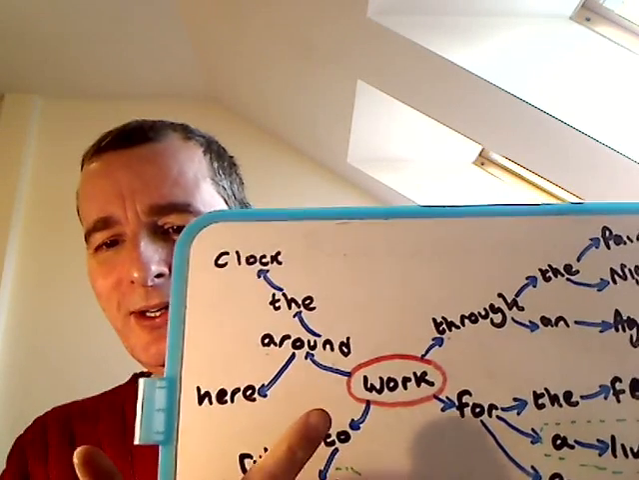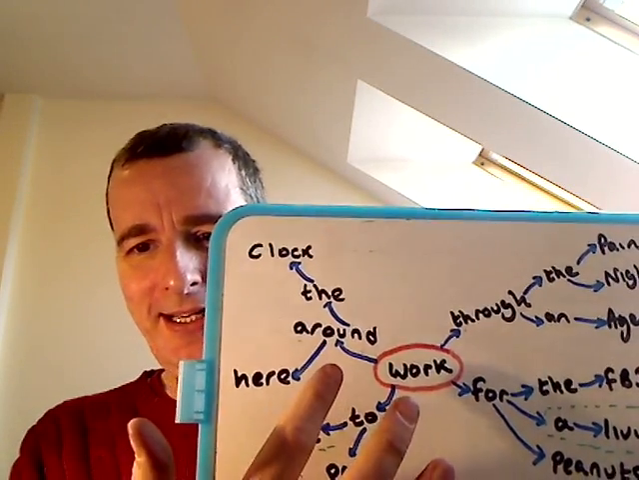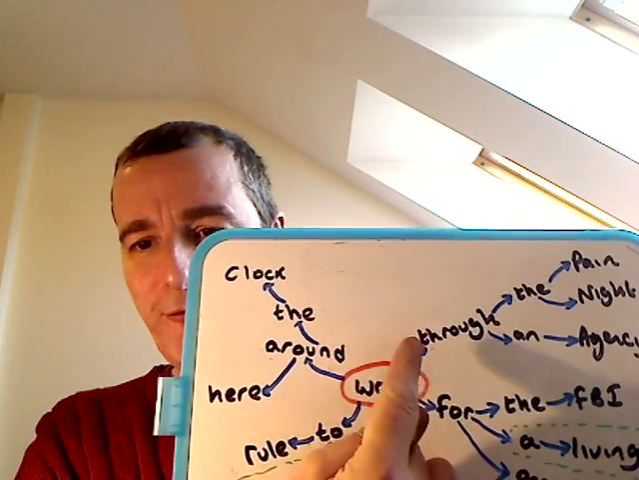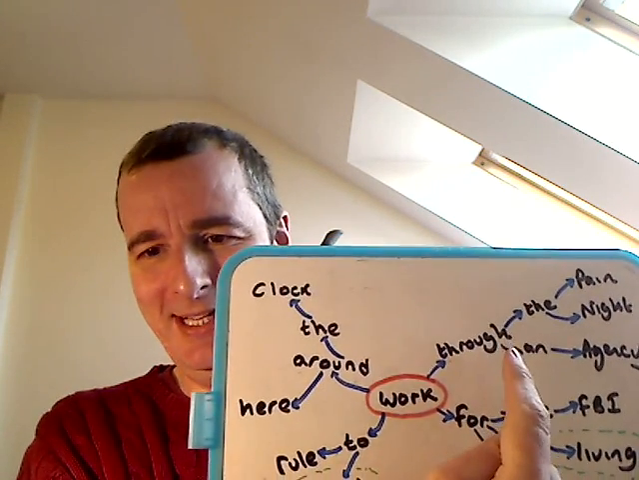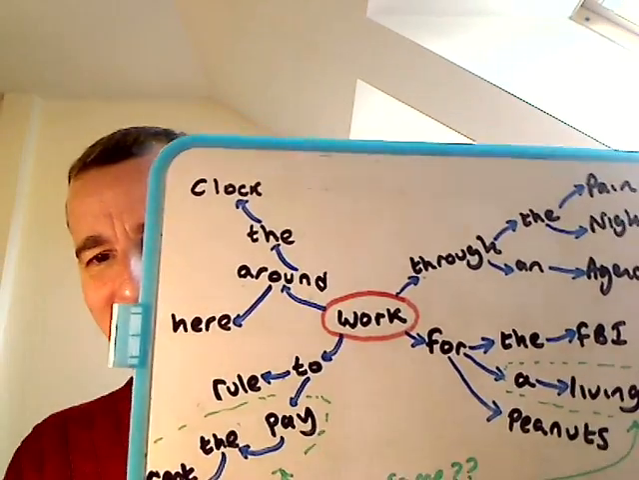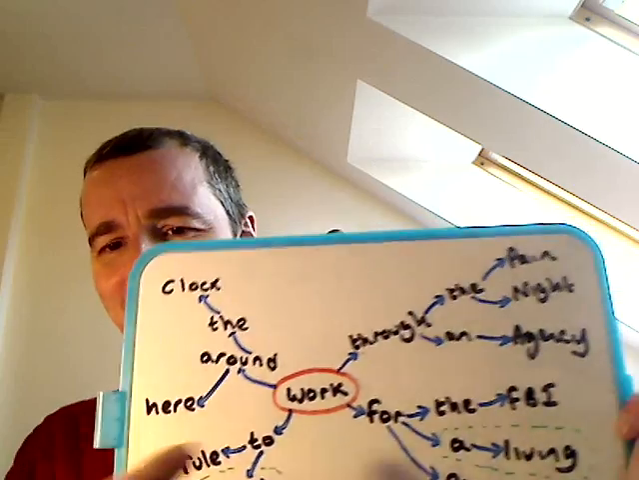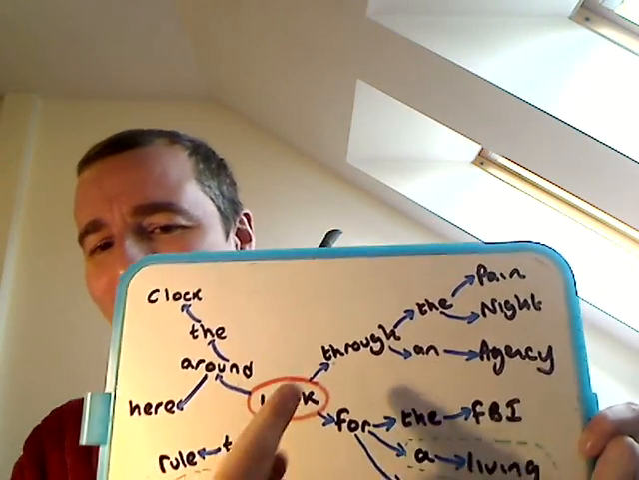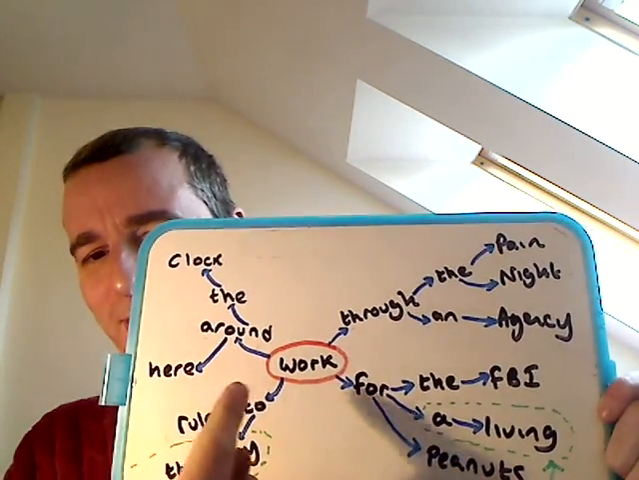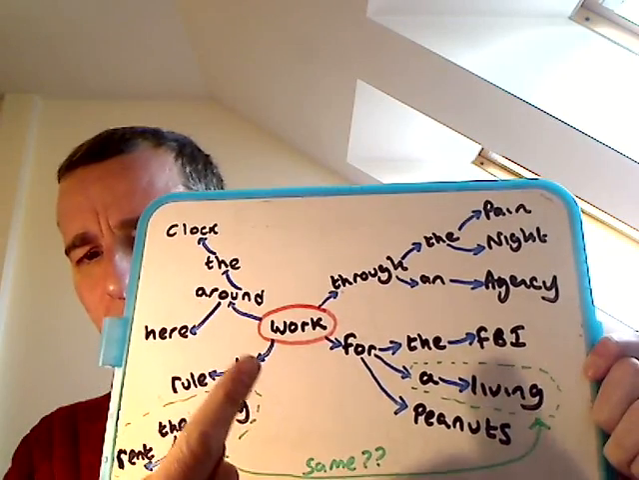So we could say work is in the centre here. And I can say that you can work through the pain or the night, through an agency, for the FBI and so on, for a living and for peanuts. And you follow it. You can work around the clock or around here, work to rule, or work.